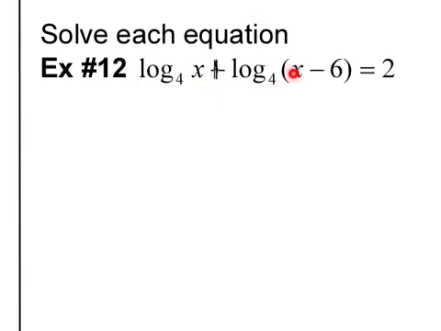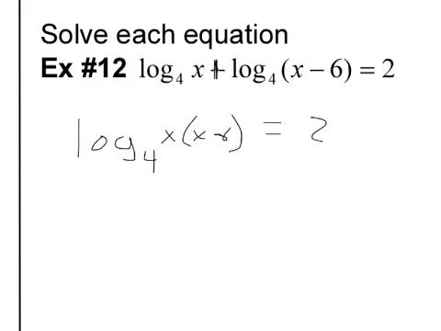So we can combine these to multiply. Log base 4 of x times x minus 6 equals 2. And now we have a situation where we don't have a log on this side, and we have a base, and we have an exponent. So we can rewrite this whole thing to be 4 squared, right? Because there's my exponent. This is really 4 to the power of 2 equals whatever's inside my log. So this would equal, let's distribute that x, that would be x squared minus 6x.